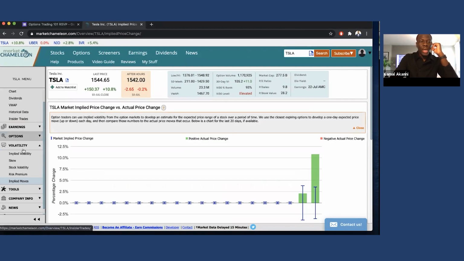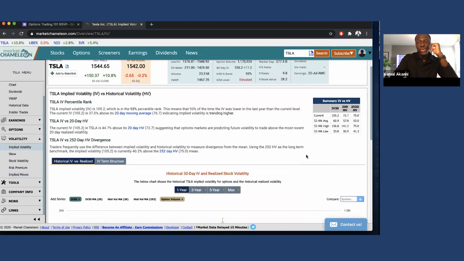And of course, if I'm looking right here, implied volatility, I can also look at the current implied volatility within 30 days, 20 days, historical implied volatility, historical move. So right now I can see that the current implied volatility of Tesla is higher than it used to be in the past. So I can automatically tell that option traders are still expecting a lot more move on this stock. They're expecting Tesla to continue to run, literally.